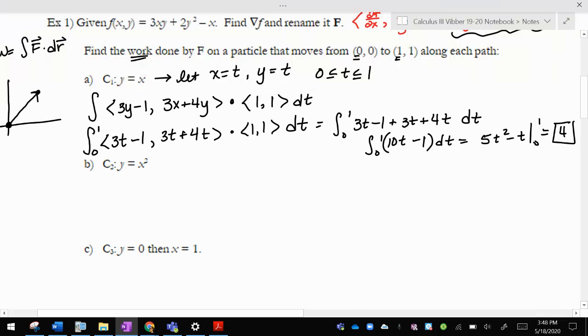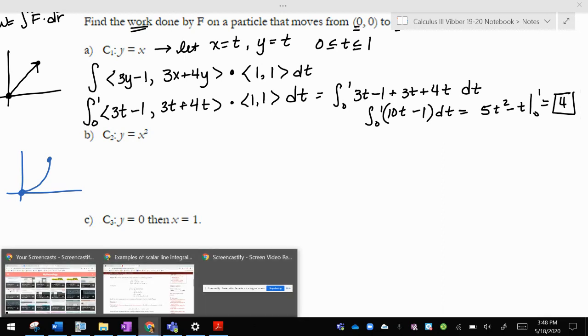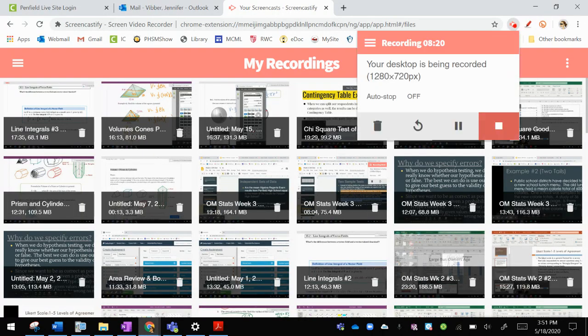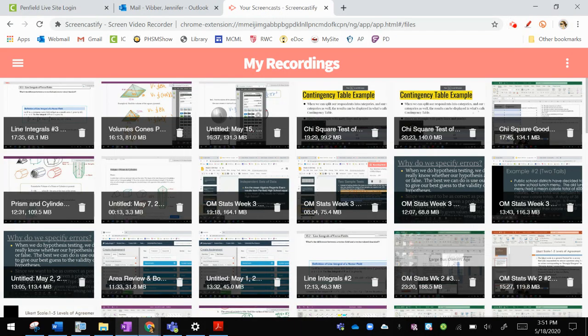Let's try another path. What if I went along y equals x squared from 0 to 1? What is going to happen then? So if I go on a different path, this path's going to be longer. So I wonder if more work happens to be going on here. Well, let's see.